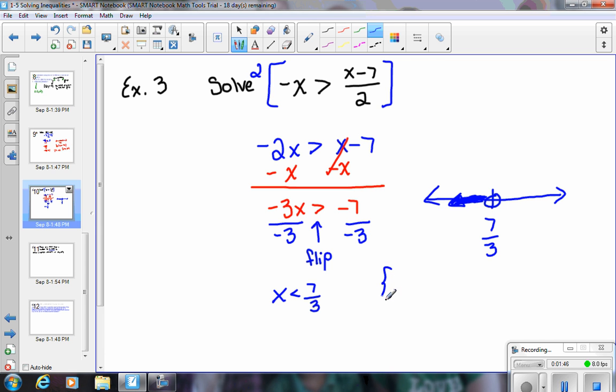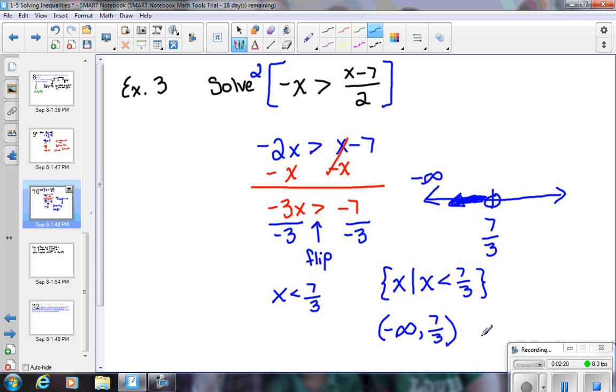Set builder notation, the set of all x such that x is less than 7/3. And for interval notation, remember this side of the number line is negative infinity if you continue to go forever, and we do left to right. So negative infinity is on the left side, 7/3 is on the right side, and I am not including the 7/3 because it was an open circle, just less than, so it's a parenthesis on that side.